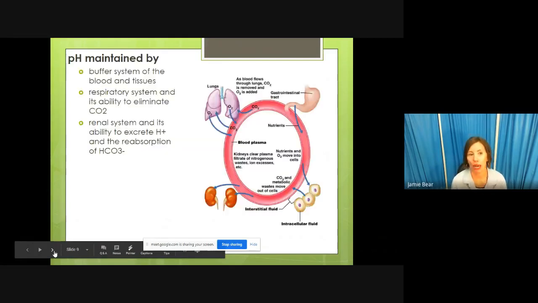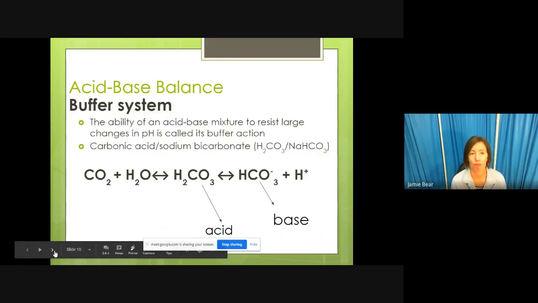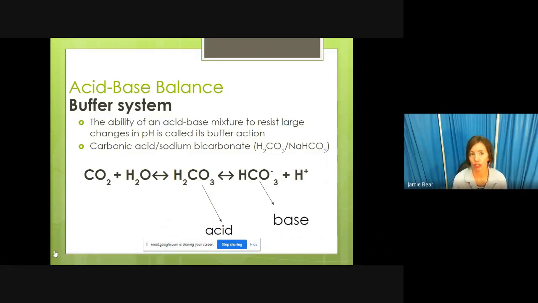So pH in our body is maintained by the buffer system of both the blood and tissues, meaning the respiratory system and its ability to eliminate carbon dioxide, and the renal system and its ability to both excrete hydrogen ions and reabsorb bicarbonate ions when necessary. Those two systems work together to keep our blood pH within a very limited range. The ability of an acid-base mixture to resist large changes in pH is called its buffer action.